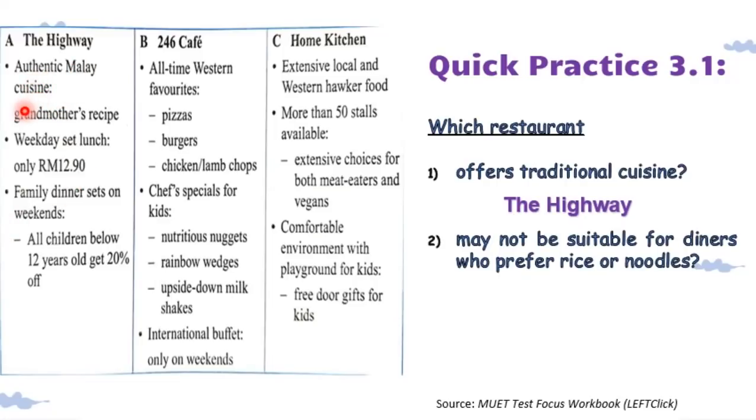Okay, what about extensive local and Western hawker food? When we say local hawker food, usually these are street food, consisting of local food, usually made of rice or noodles. What about 246 Cafe? All Western food. So that means the answer is 246 Cafe will not be suitable for people who prefer eating rice or noodles, because they only sell Western food. Right, let's move on to the next practice.